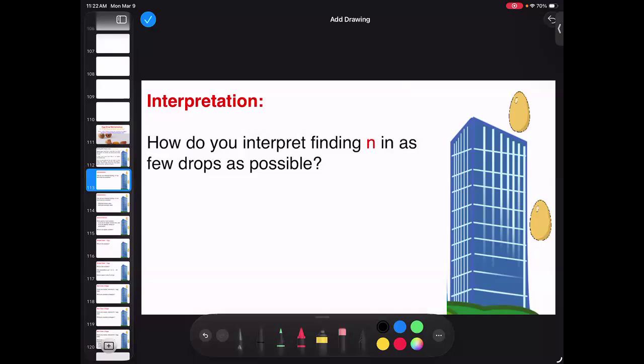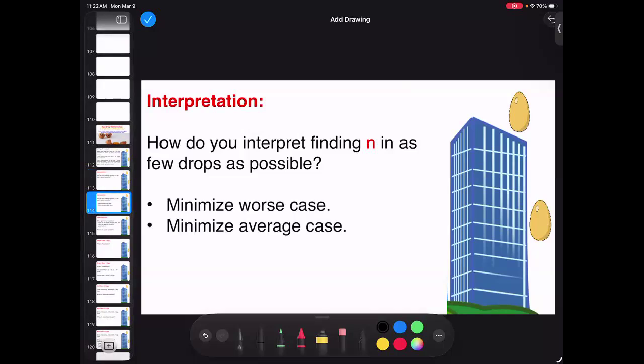And so we talked about how do you interpret this. So minimize the worst case, minimize the average case. Anybody have any thoughts as to how we should start this problem? And it's related to something we've already seen today. Well, I was like, just worst case scenario is you start at 1 and go all the way up until it breaks. The n+1. Or you start at n and it goes all the way down to 1. Okay, okay.